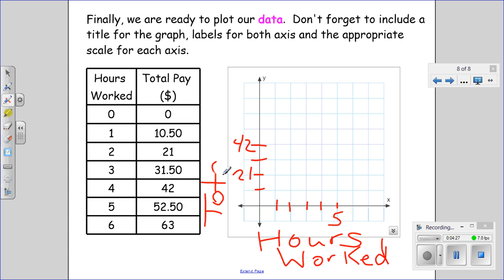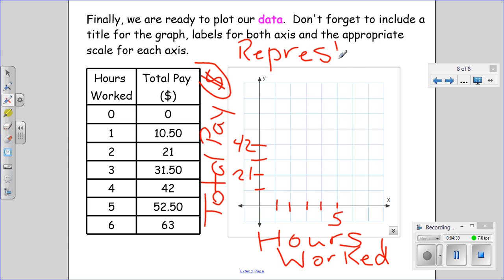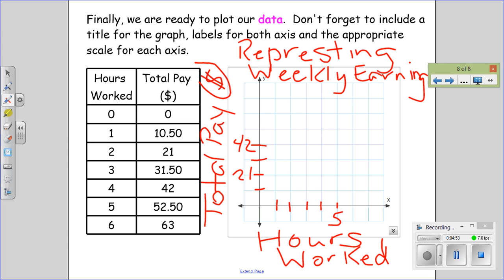And I need to write this is total pay and label my vertical axes. And I need a title representing weekly earnings. Sorry, I'm out of room there, guys. And I apologize for the penmanship. It is very difficult to write on the screen.